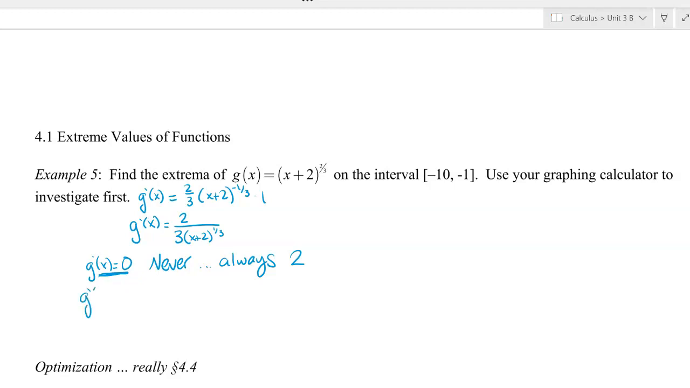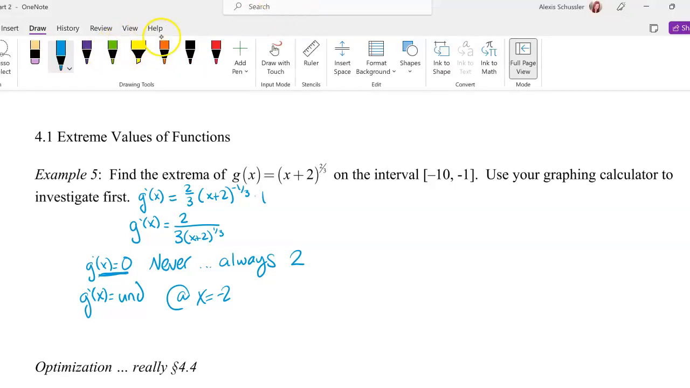Alright, and I also need to know where g prime of x is undefined. That's based off my denominator. That 3 just chilling out in front of those parentheses is just going to stay a 3. But that x + 2, on the other hand, could vary. That could possibly be 0 depending on what we plug in for x. Hopefully we know that if we plug in -2, that's kind of a problem. So that makes x equaling -2 a critical value for sure. So I need to have my little test candidates.